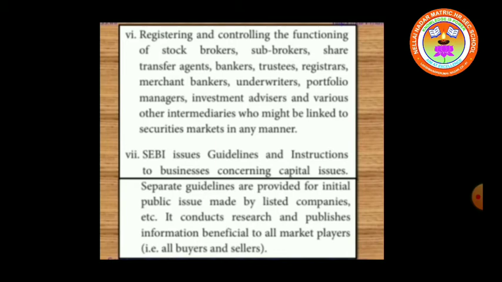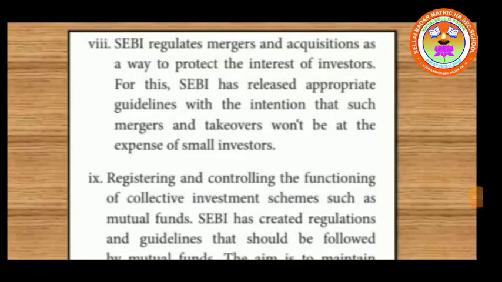SEBI issues guidelines and instructions to business concerns on capital issues. Separate guidelines are provided for initial public issues made by listed companies, etc. It conducts research and publishes information beneficial to all market players, that is, all buyers and sellers. SEBI regulates mergers and acquisitions as a way to protect the interest of investors. For this, SEBI has released appropriate guidelines with the intention that such mergers and takeovers won't be at the expense of small investors.